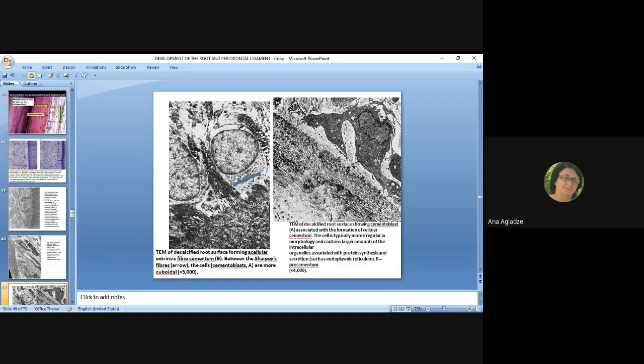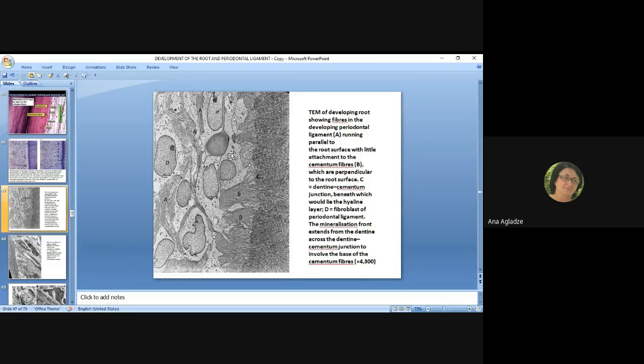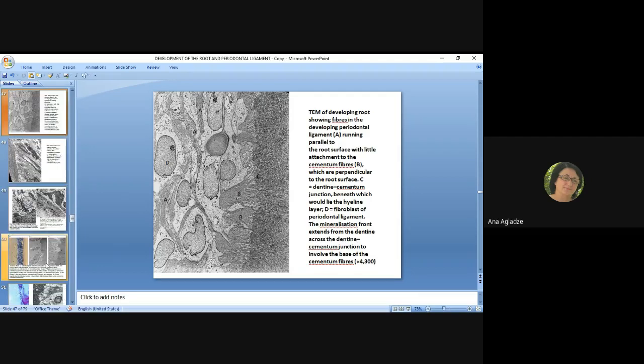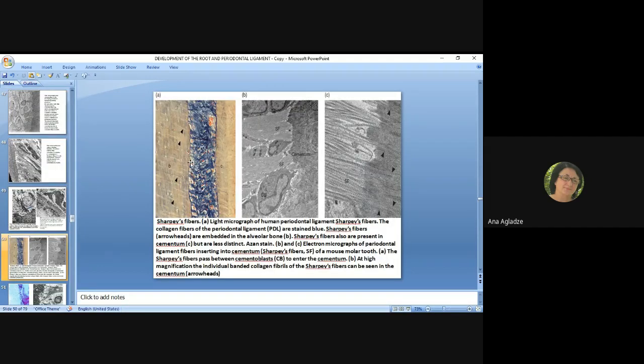And also you can see the precementum or cementoid, which is newly formed cementum and unmineralized cementum. And here it is a developing root showing fiber fringe. Here you can see fiber fringe running parallel to the root surface with little attachment to the cementum fibers. And now here you can see Sharpey fibers.